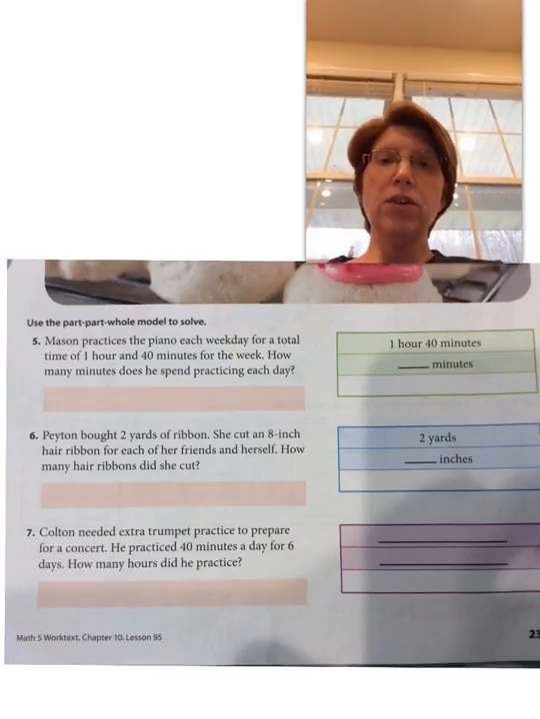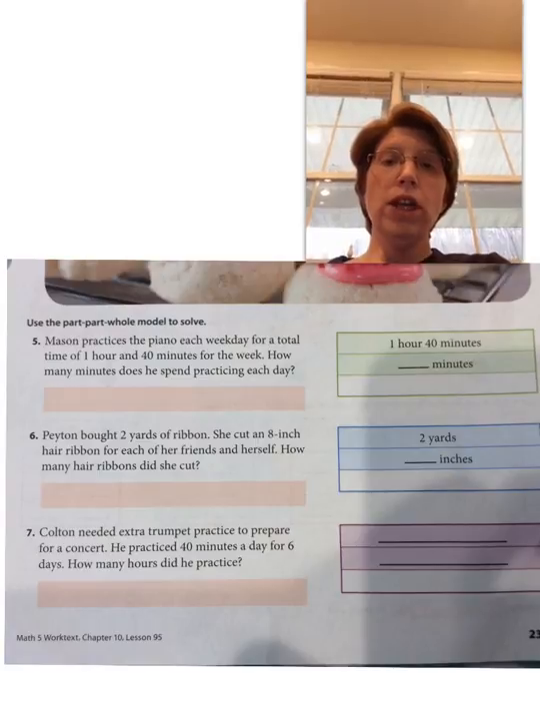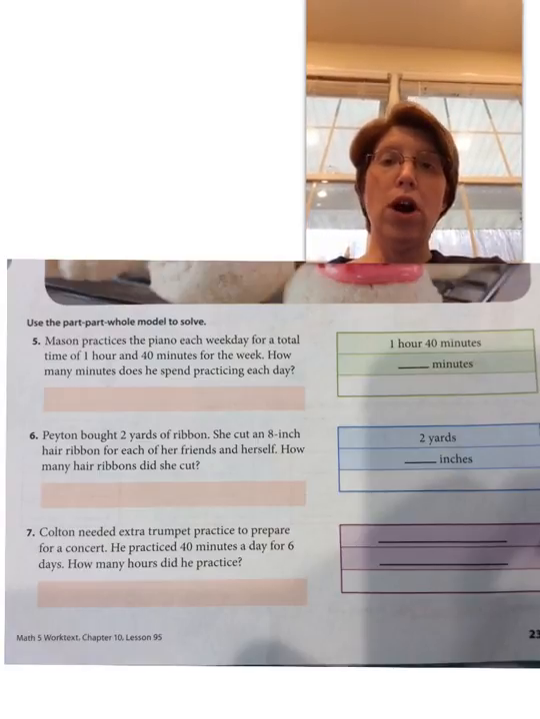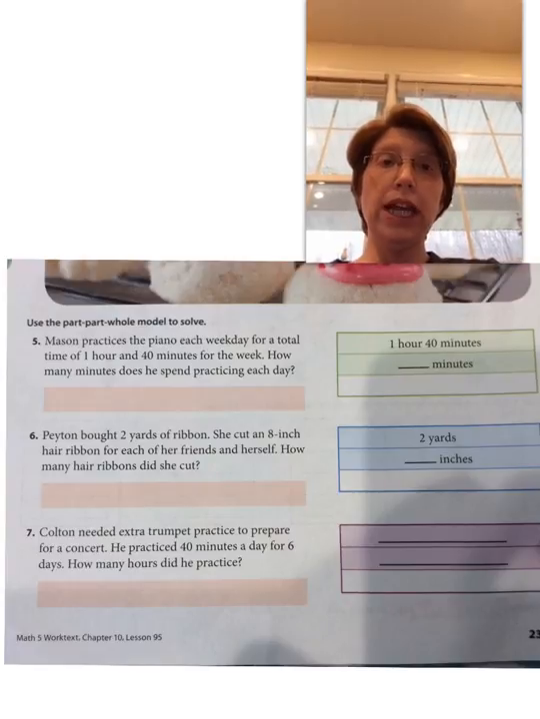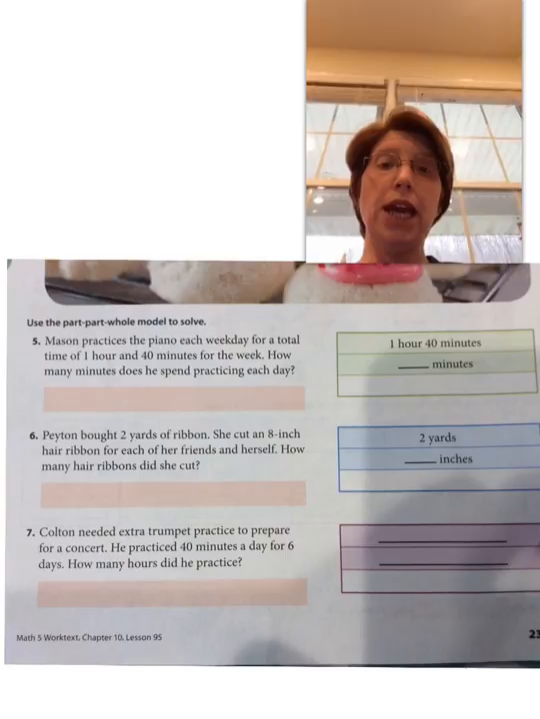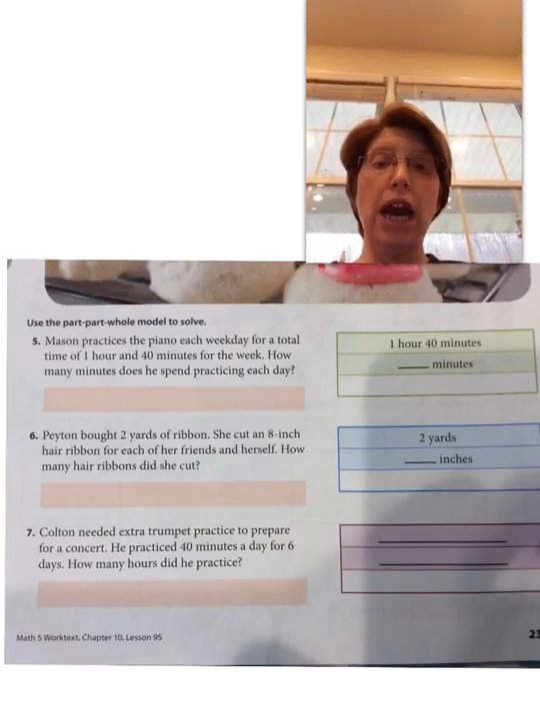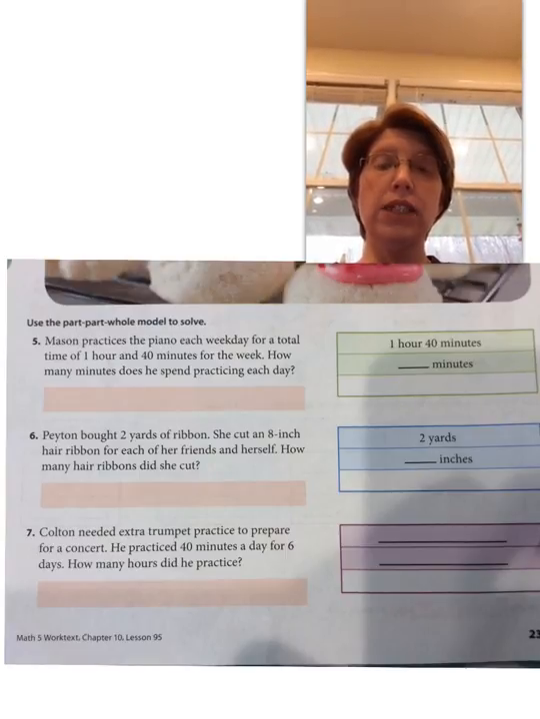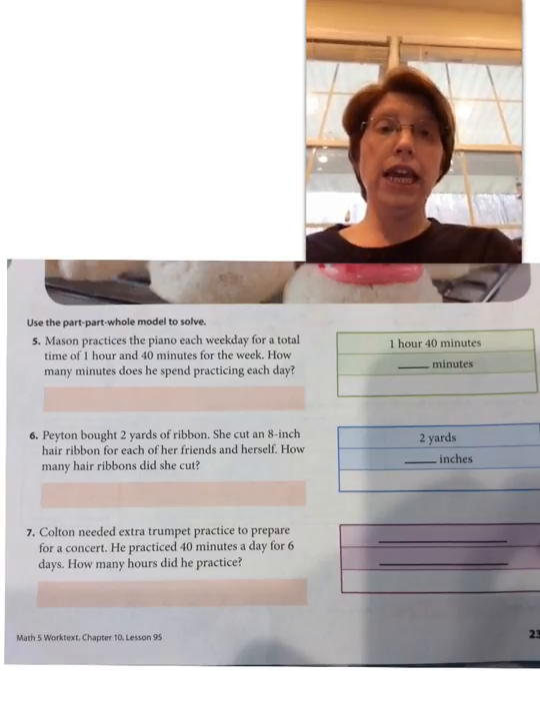Now let's look at the bottom half of the page, 5, 6, and 7. They want us to use a part-whole model, meaning that we look at the whole of what they want and then we break it down into parts. So Mason practices the piano each weekday for a total time of 1 hour and 40 minutes for the week. How many minutes does he spend practicing each day?